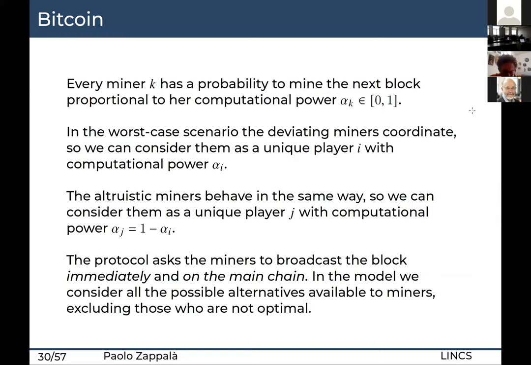And we imagine the worst case scenario in which, in the modelization, to make it simple, we have a player, the bad guy, who has computational power alpha I, and the other players, J, who are too altruistic and follow the protocol, so they always publish on the main chain. The protocol asks the miners to publish always on the main chain and publish immediately, not keep blocks for themselves.